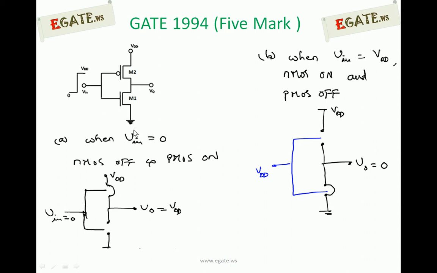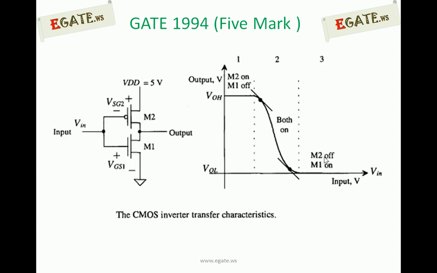So NMOS will be off until V input reaches VTN, that is the threshold voltage of NMOS, which is 1 volt for this given problem. So whenever V input is less than 1 volt, NMOS will be in the off condition and PMOS will be in the on condition. Similarly towards VDD also, if input is lesser than VDD by a small amount, PMOS will be in the off condition and NMOS will be in the on condition. So logic levels are not discrete values, logic levels are going to be a range of values. So we can draw the characteristics in this way for the CMOS inverter.